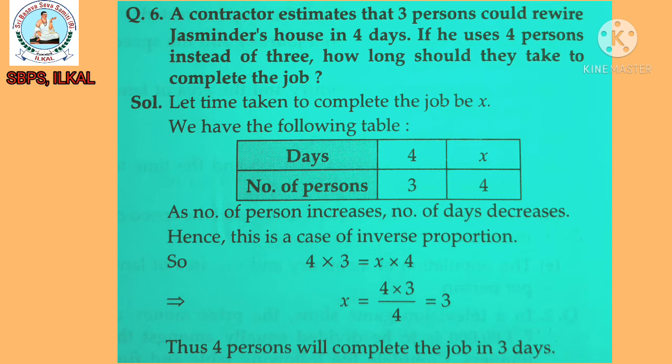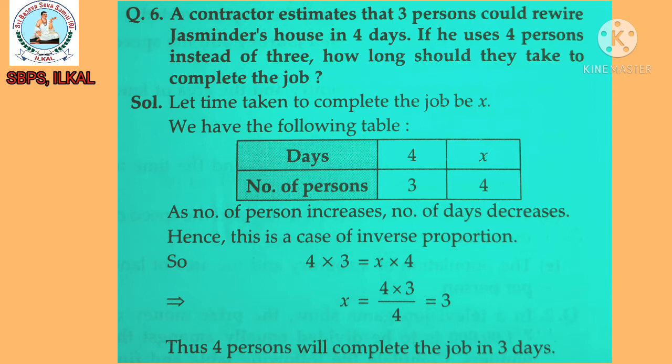Solution. Let the time taken to complete the job be x. We have the following table. Days 4, number of persons is equal to 3. If days are x, number of persons is equal to 4. As number of persons increases, number of days decreases. Hence, this is a case of inverse proportion.